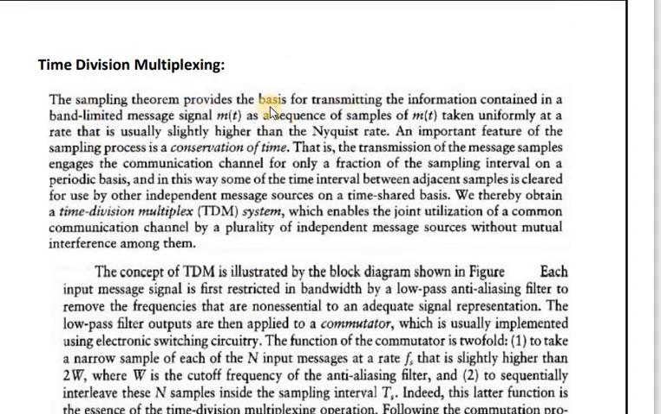So the sampling theorem provides the basics of transmitting the information which is contained in the band limited message signal as a sequence of samples m(t), uniformly in time, at a rate usually slightly higher than your Nyquist rate. Now, an important feature of the sampling process is the conversion into time. Correct. Now see what we are doing in this one.